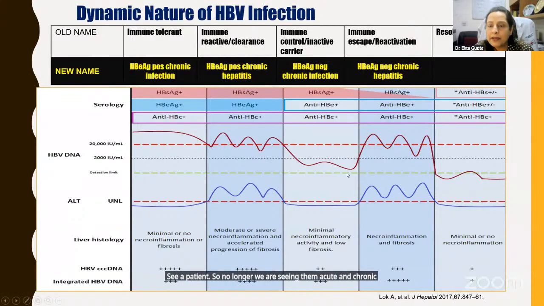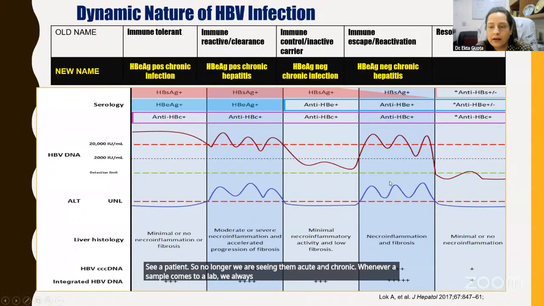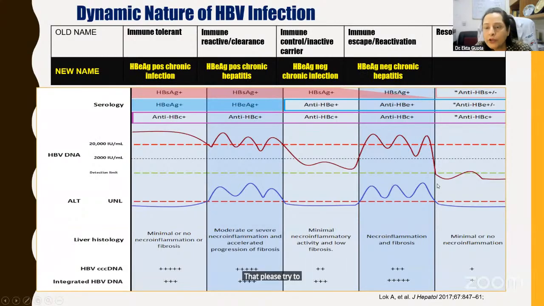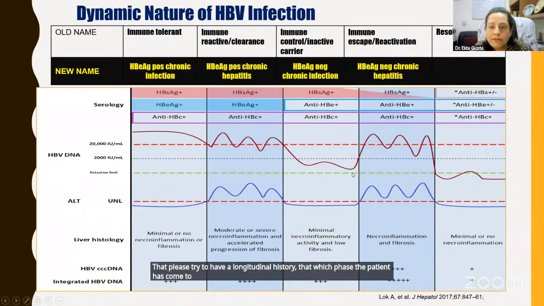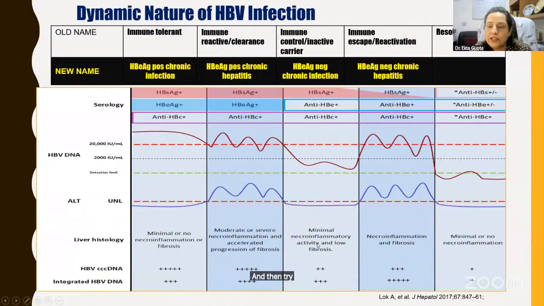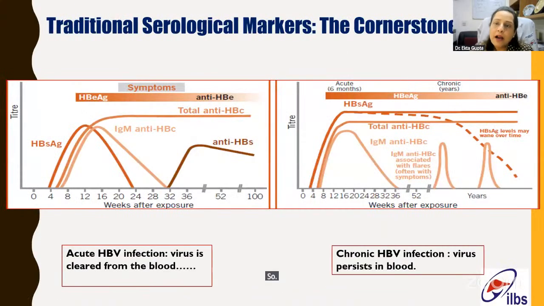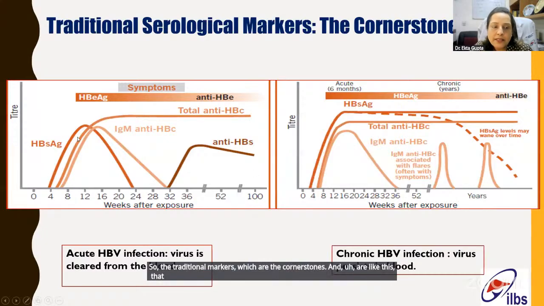Whenever a sample comes to a lab, we always teach our DM students or MD students to please try to have a longitudinal history, to know which phase the patient has come to you in and why these markers. So we always correlate with the ALT, we correlate with DNA, we correlate with HBsAg, and then try to see with the age which phase the patient is looking like. So the traditional markers, which are the cornerstones, are like this: HBsAg is the one which is formed first.